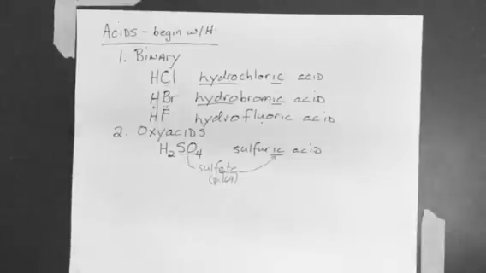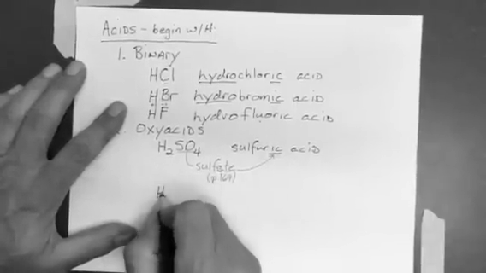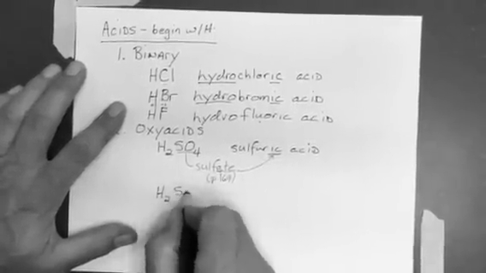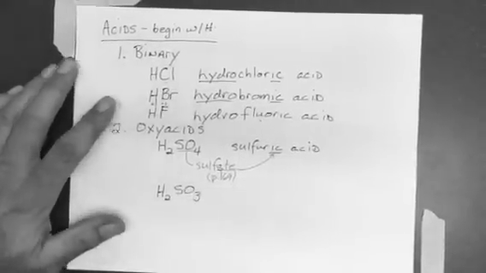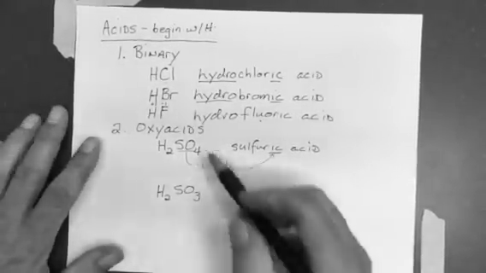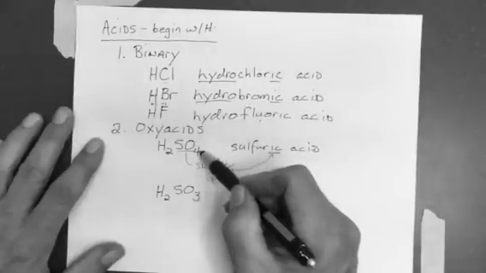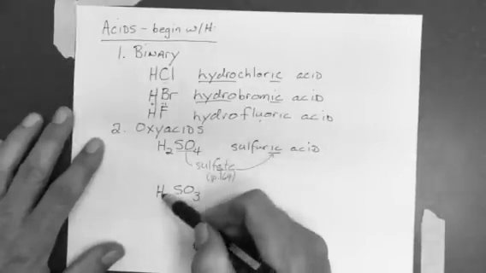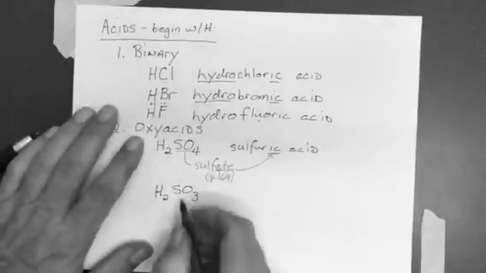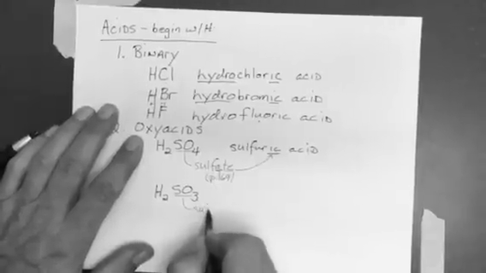Some of you are like, Lucky, where are you getting at? Well, we could also have another acid that's H2SO3. Notice it's very similar to H2SO4, except it's H2SO3, not H2SO4. We know it's an acid because it begins with H. So how do we name this one? Well, this name is based on this ion. This ion is called sulfite.